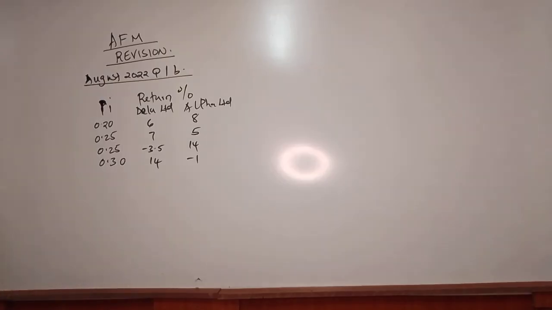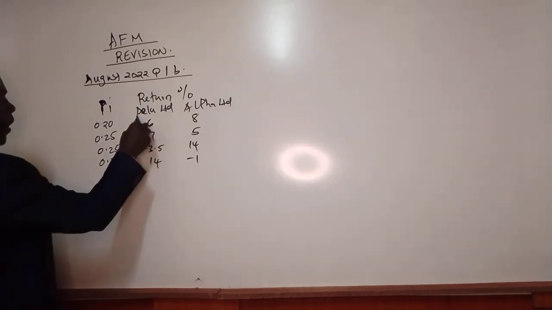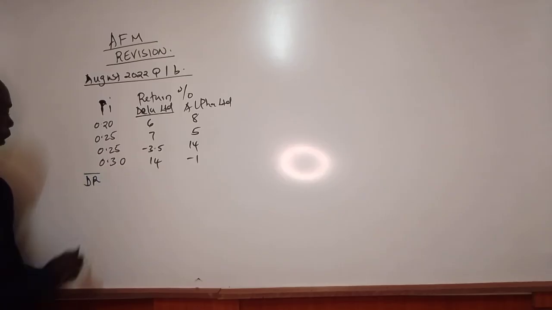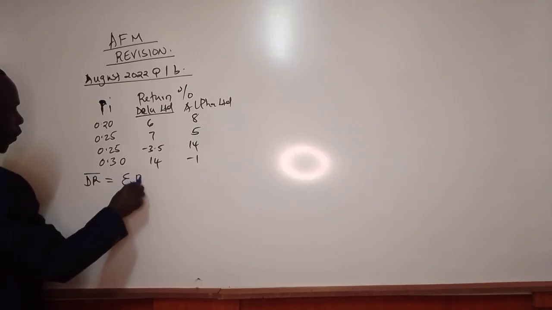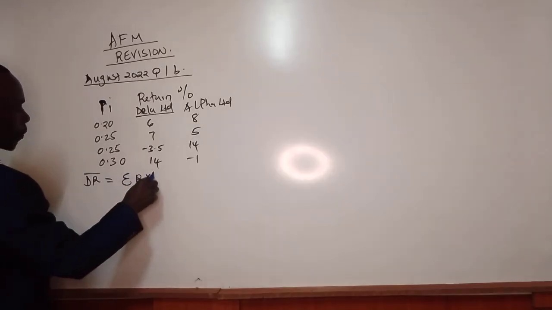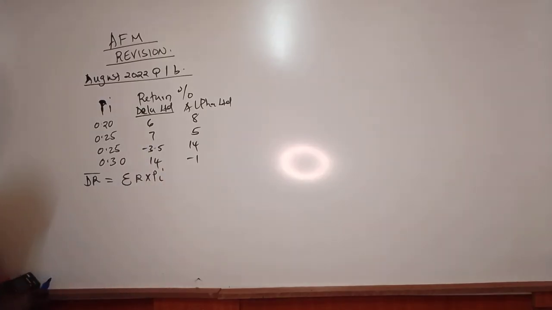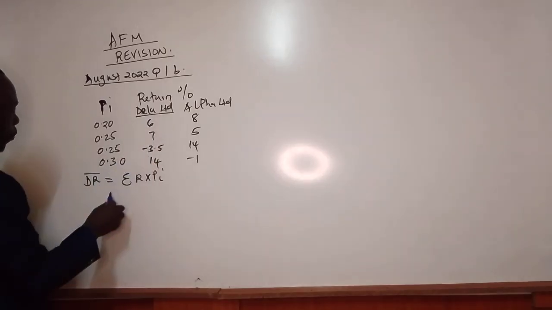They need the proportion. So the first step in this case is for us to get the expected return. So how do we get the expected return? Let Dera Limited be represented by D. So our expected return of D will be given by the summation of the return multiplied by the probability. So we start with D.